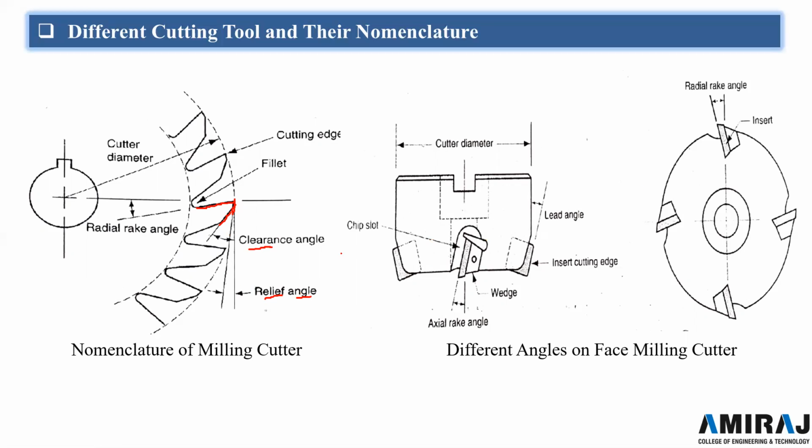Now this is the nomenclature of the milling cutter, and these are the different angles of a face milling cutter. There is the axial rake angle, the insert cutting edge, and the lead angle. There is a slot for the chip, you can see, and a wedge section, and also the radial rake angle, and this one is the insert. So this is about the milling cutter geometry.